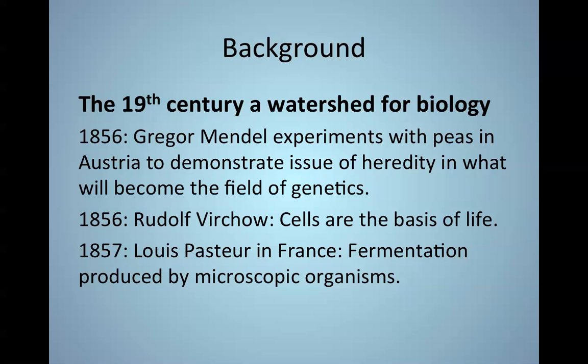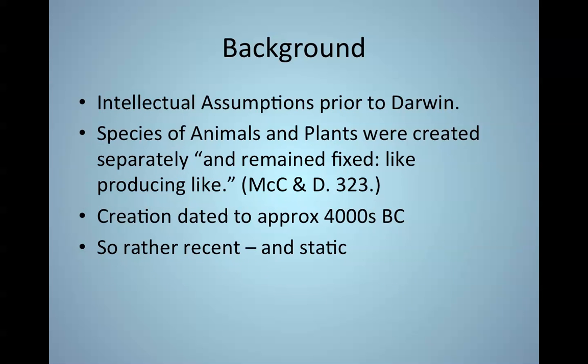We have Gregor Mendel in 1856 talking about doing experiments with peas in Austria to demonstrate issues of heredity in what will become the field of genetics. We have Rudolf Virchow in the same year postulating that cells are the basis of life. 1857, Louis Pasteur in France, fermentation produced by microscopic organisms. All this within a few years, and then in 1859 we get Darwin.